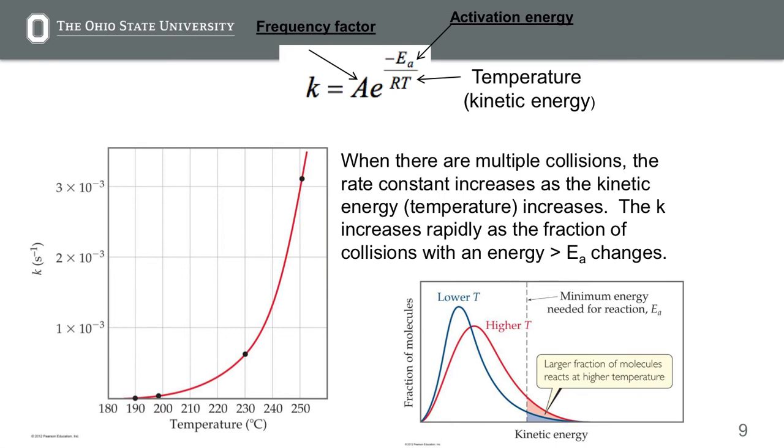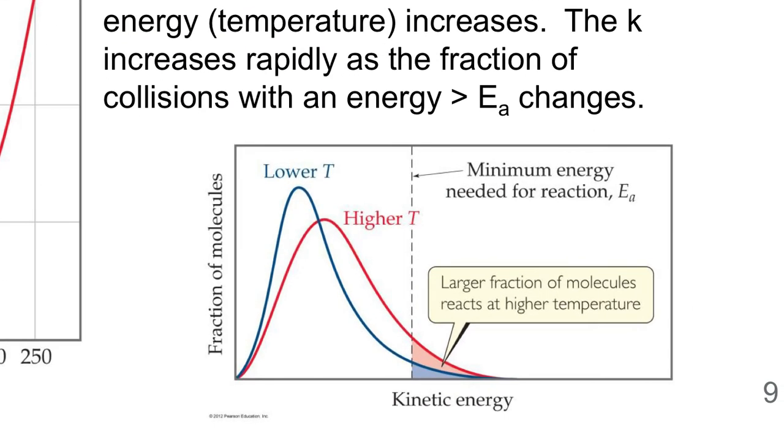And this plot on the left here is showing rate constant versus temperature. You'll see that as we increase the temperature, the rate constant increases exponentially. That's why there's an e here, right? Again, increasing that temperature can really improve the rate of the reaction. And why is that? This figure is attempting to show you why.